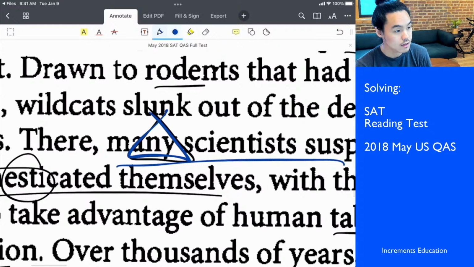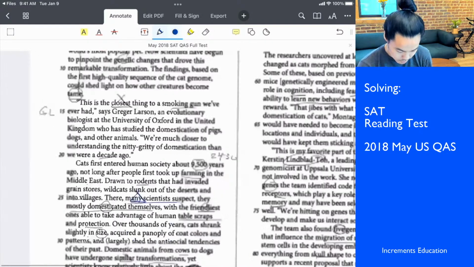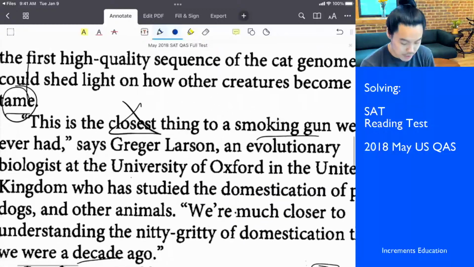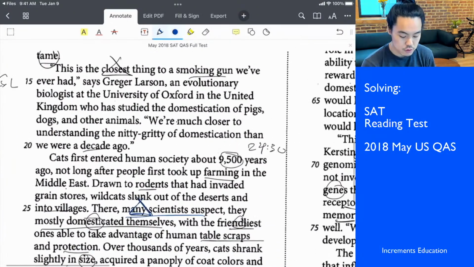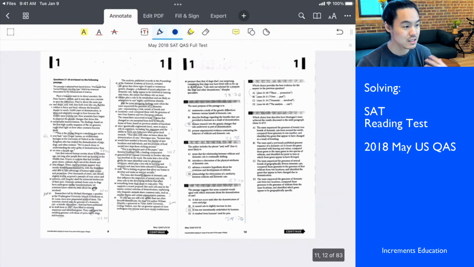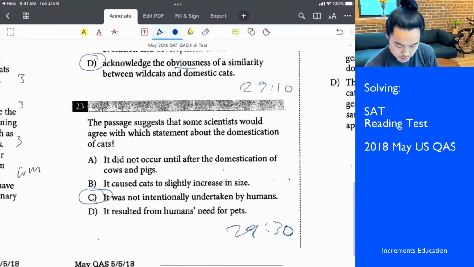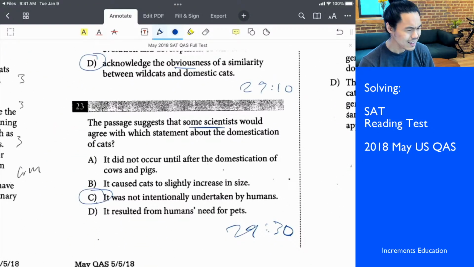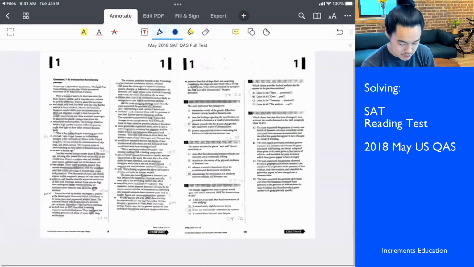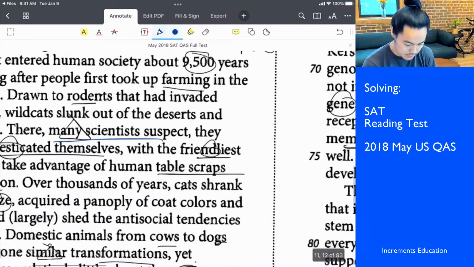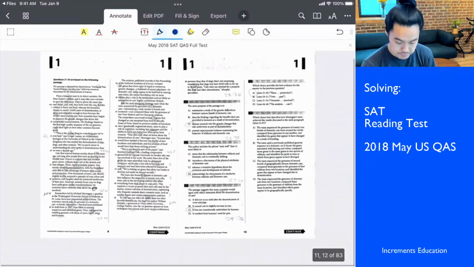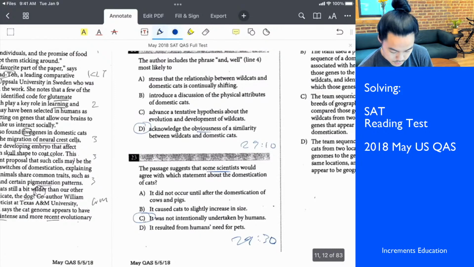Okay, many scientists suspect this. So maybe these other scientists, like Gregor Larson, might have the opposite position. So I made a mental note here. And because I was anticipating what might happen, I saw this part and it said some scientists, and I was like, hang on, I remember that. So I just started looking for it, and then I found it over here. That's how I got that in 20 seconds.